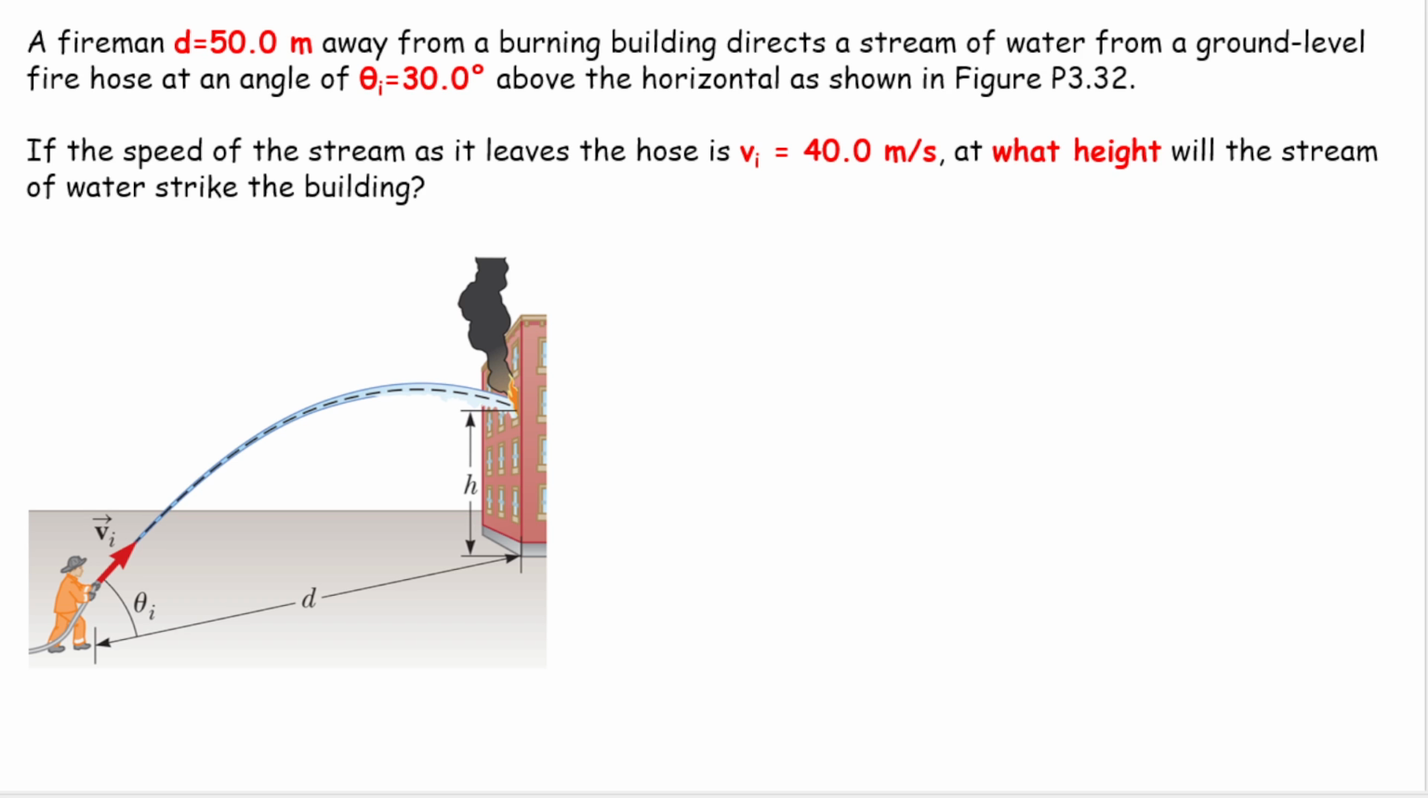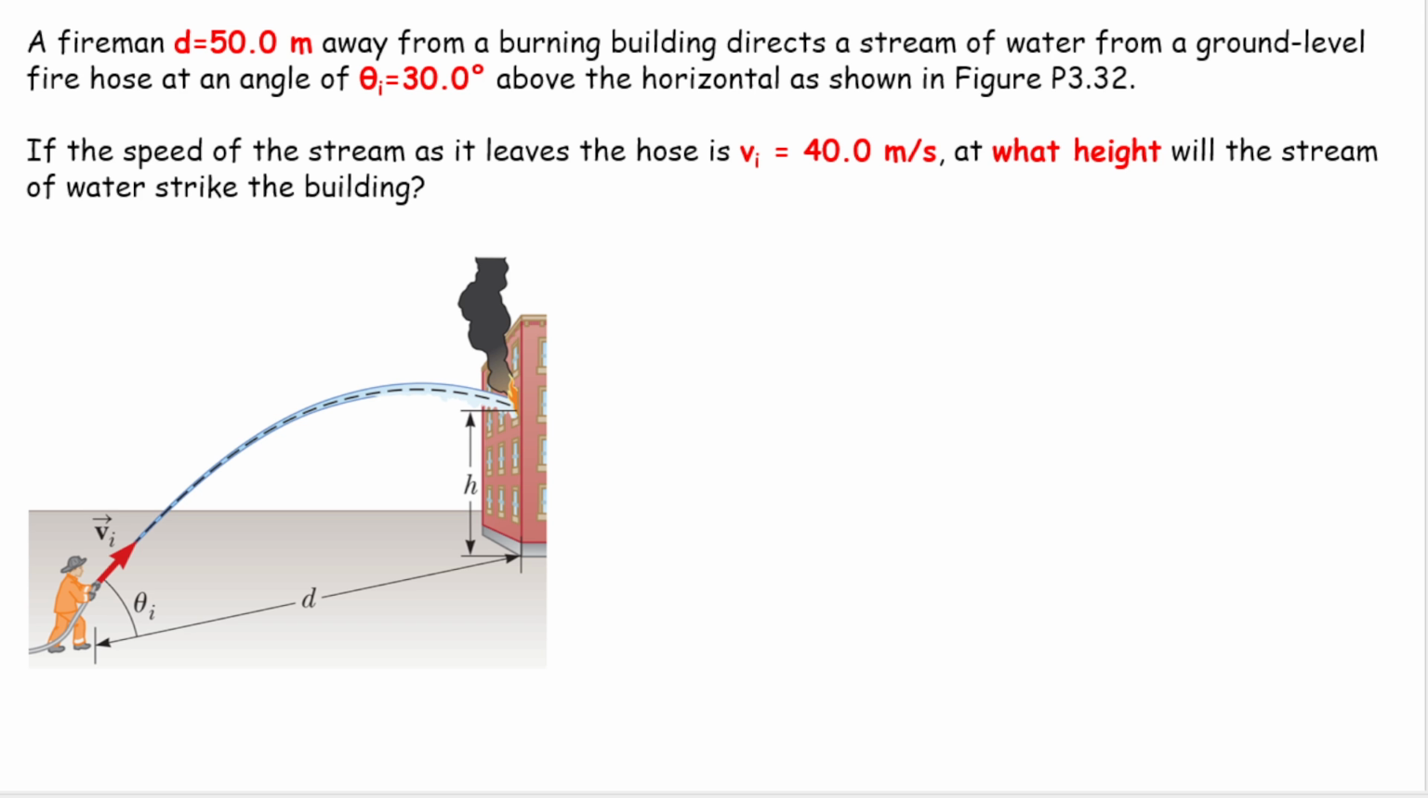A fireman, D is equal to 50 meters away from a burning building, directs a stream of water from a ground level fire hose at an angle of theta i is 30 degrees above the horizontal as shown in figure P3.32. If the speed of the stream as it leaves the hose, Vi, is equal to 40 meters per second, at what height will the stream of water strike the building?